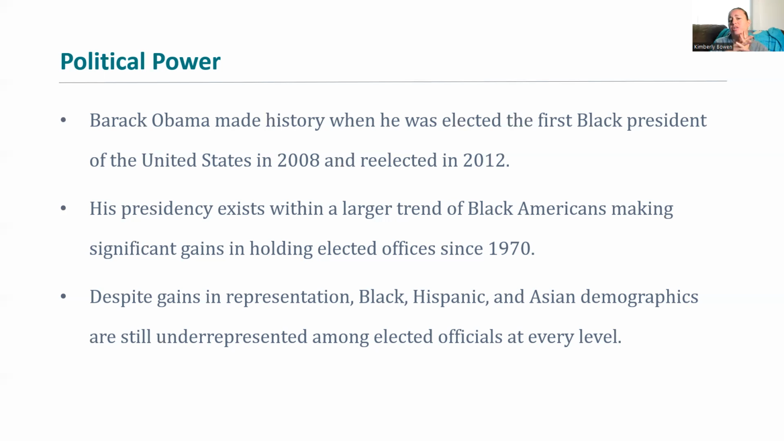Barack Obama made history as the first elected Black president of the United States in 2008, and was reelected in 2012. His presidency exists within a larger trend of Black Americans making significant gains in holding elective offices. However, despite those gains, representation for any of our racial or ethnic minorities is comparatively nonexistent relative to their population percentage, if that makes sense. So you're going to have a significant level of disproportionately underrepresented elected officials compared to their numbers.